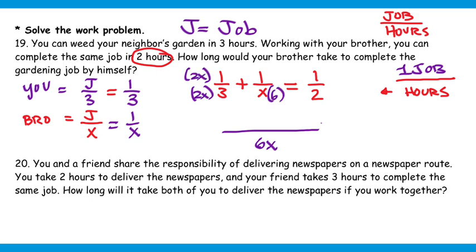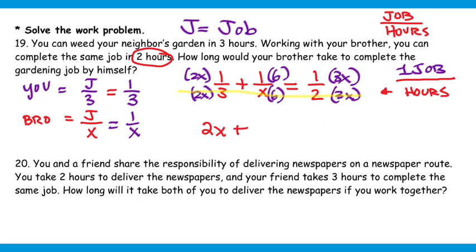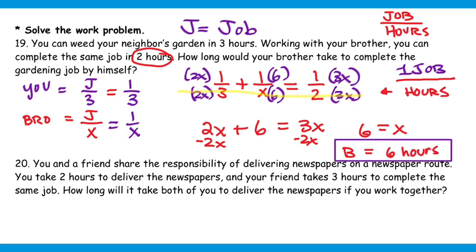The common denominator is going to be 6x. So the first, I'm missing 2x, my brother's missing 6, and the equals side is missing 3x. So once I have the common denominator, I don't need it anymore. I can get rid of it and only solve for the top. So I multiply all those values to the top and I get 2x plus 6 equals 3x. And I isolate my variable, finding out that my brother's going to take 6 hours for the job. He's a lot slower.